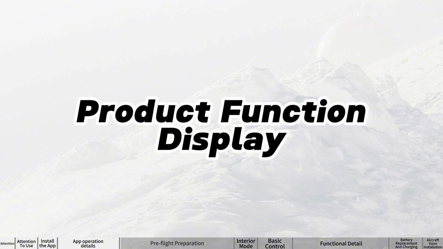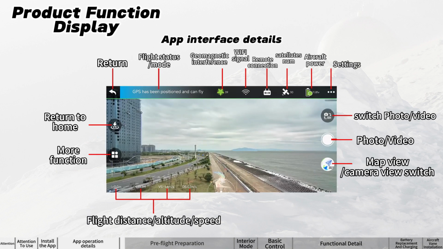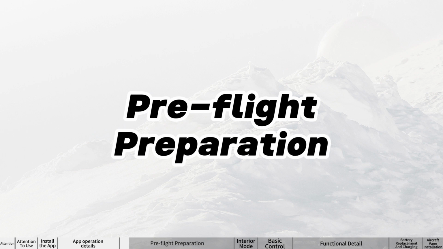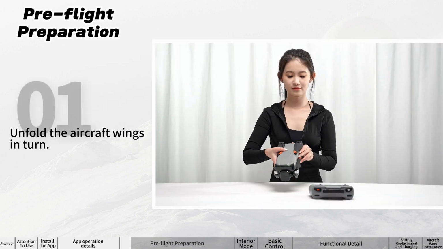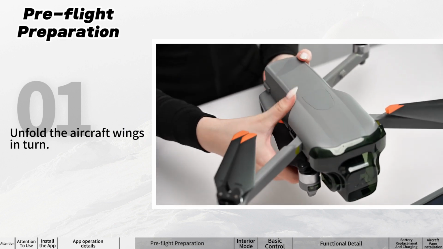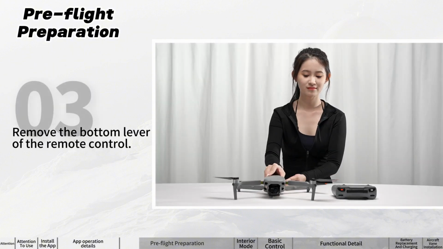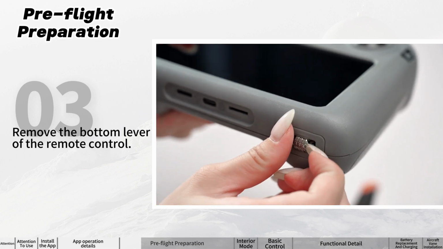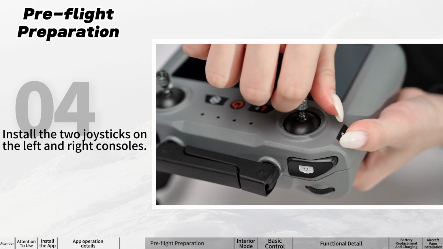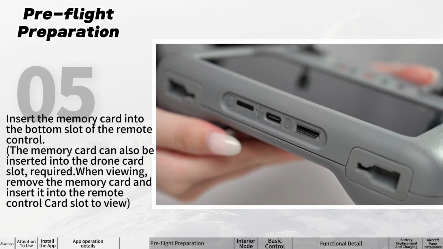Product function, display, remote control detail, app interface details, pre-flight preparation. Unfold the aircraft wings in turn, remove the lens protector. Remove the bottom lever of the remote control. Install the two joysticks on the left and right consoles. Insert the memory card into the bottom slot of the remote control.